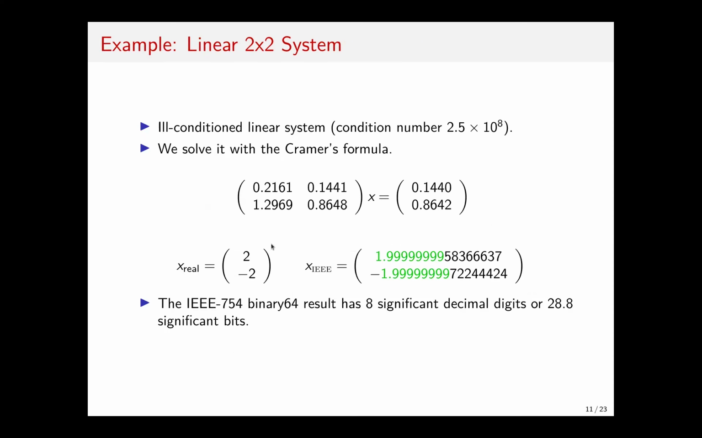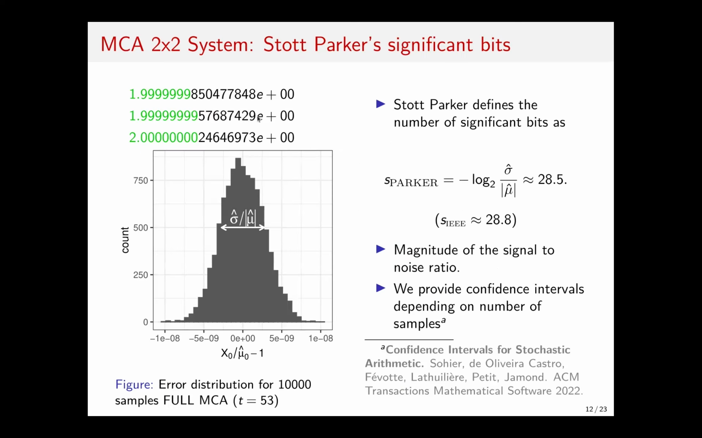This works because we know the reference value. But remember, we want a method that can work even if we don't know the reference value. So the idea is we are going to use Monte Carlo arithmetic. So we are going to repeat the computation, but each time we are going to introduce this small delta as a stochastic rounding, as defined previously.